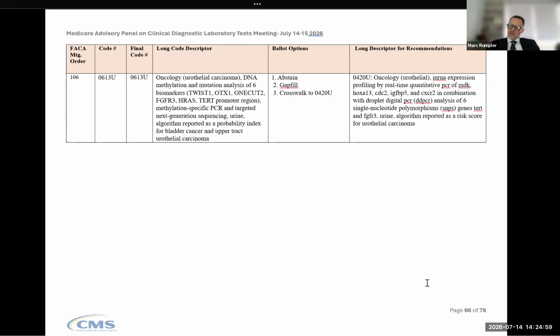One thing I would note for the panel is that there's pending MAC coverage. There's a policy that's reviewing this clinical category that would say confirm that every peer comparator platform uses digital PCR or real-time PCR rather than a targeted NGS, which is used by 0613U. So this makes it a methodological outlier, but nevertheless, the recommendation is still a crosswalk to CPT 0420U.